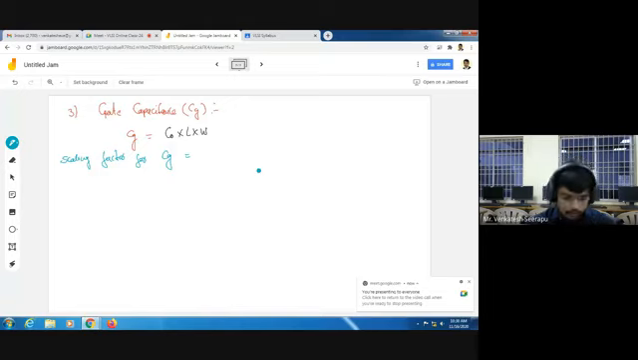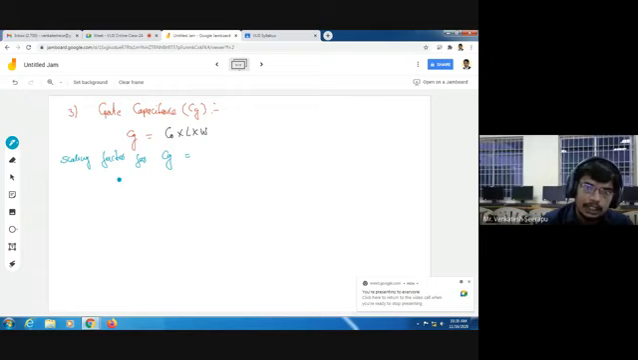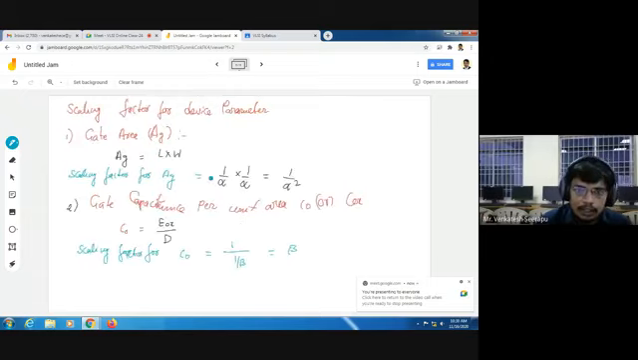Now we will go to the next page. Is the screen visible? Yes, sir. Now tell me, what is the scaling factor for CG? What is the scaling factor for C naught here?